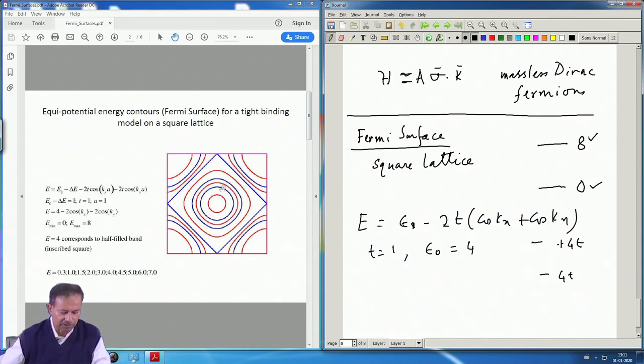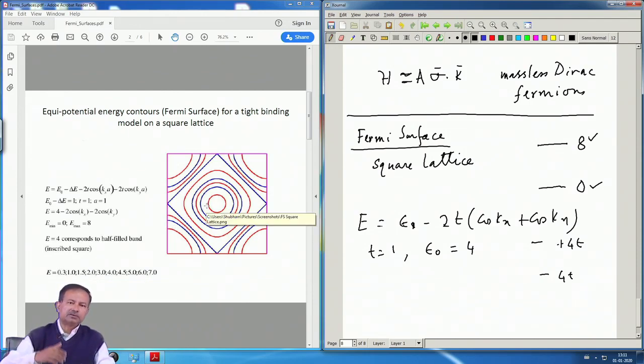Let us look at how to calculate, how to do the Fermi surface. So, these are Fermi surfaces for different values of E. For example, see this E is basically controlled by the filling.